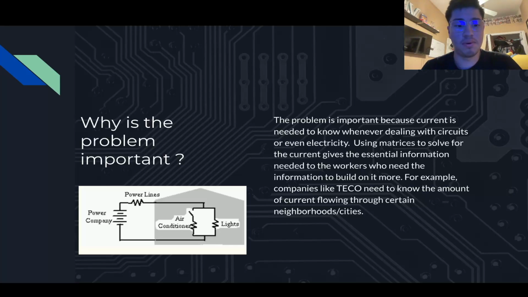Why is the problem important? The problem is important because current is needed to know whenever dealing with circuits or even electricity, of course. Using matrices to solve for the current gives the essential information needed to the workers who need the information to build on it more. Examples like this are going to be companies like TECO and other electricity companies all around the world. They need to know the amount of current that's flowing throughout the neighborhoods and cities and many more.